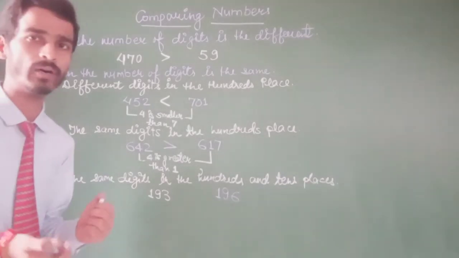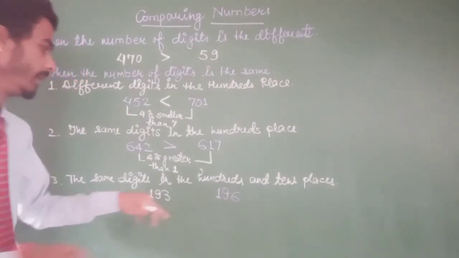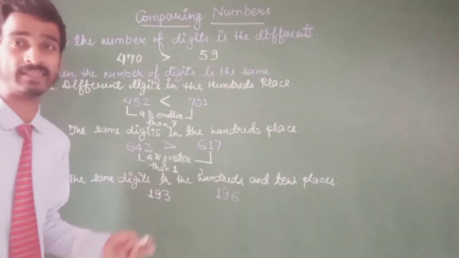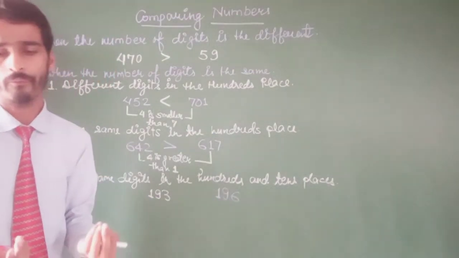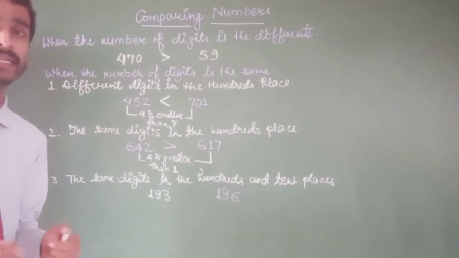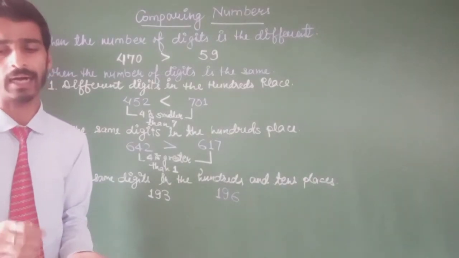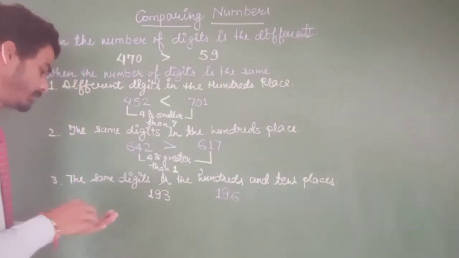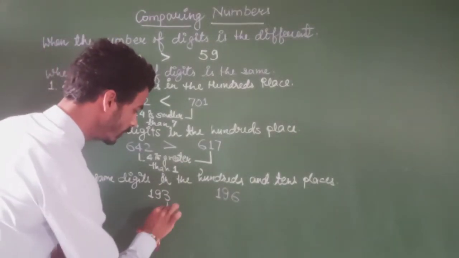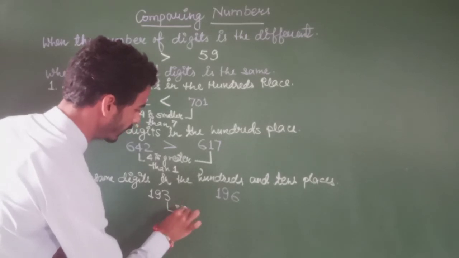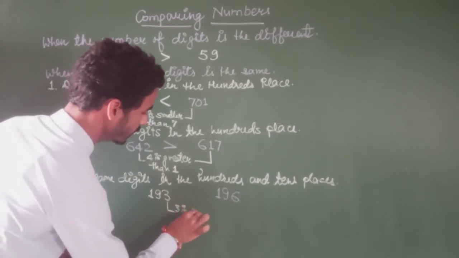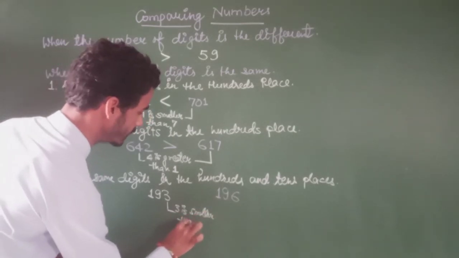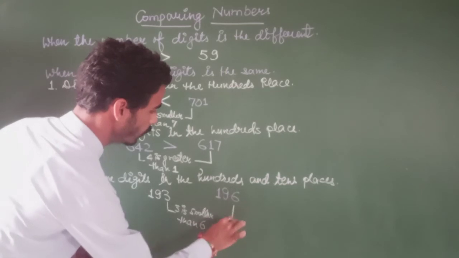Okay, listen carefully once again. When we compare hundreds places, they are the same. When we compare tens places, they are also the same. So when the digits in the hundreds and tens places are the same, compare the digits in the ones places. So in the ones places there is 3. So 3 is smaller than 6.